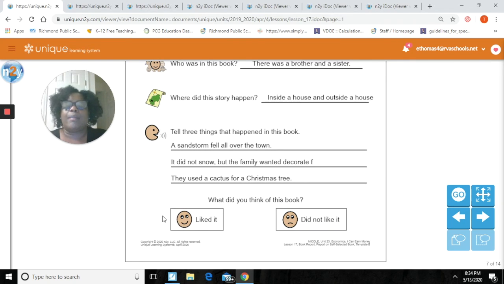All right, so what do you think about this book? Did you like it or did not like it? I liked it, and I'm going to tell you a reason why. You can do an extension to your book report. You can tell why you liked it. I liked it because of the creativity that I saw in the story. They didn't have a Christmas tree, but they did the best they could with what they did have. And we know that they did have a cactus. Now, they did hurt themselves a little bit trying to decorate it, but they did use some type of creativity. And you can do that. You can write why you like the book or why you did not like the book.